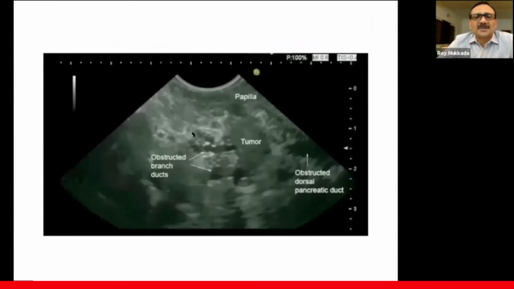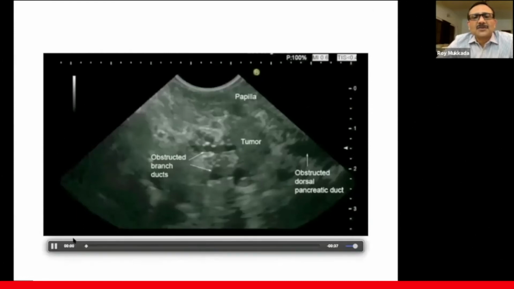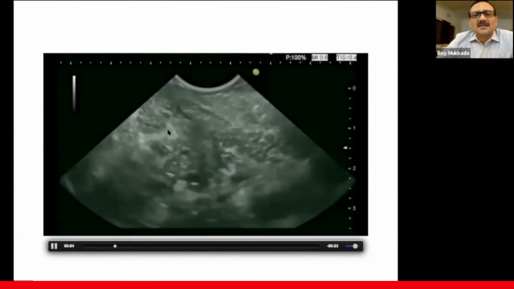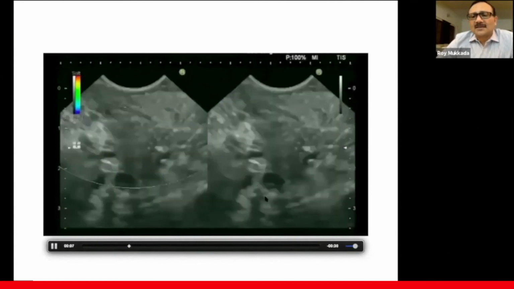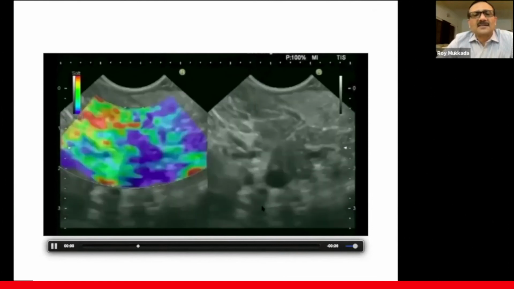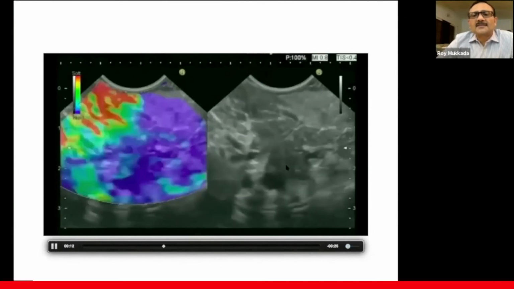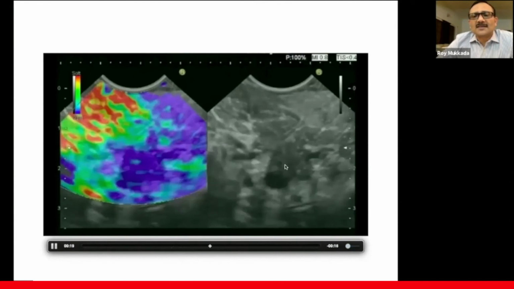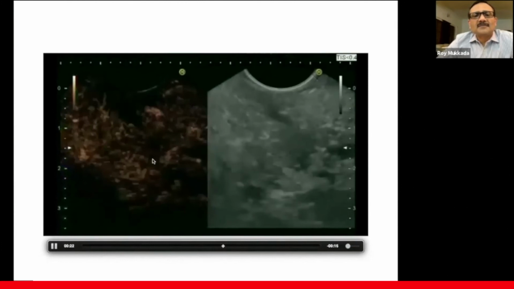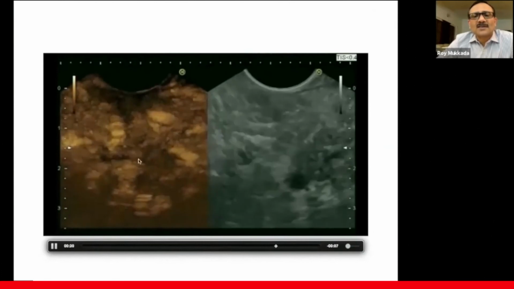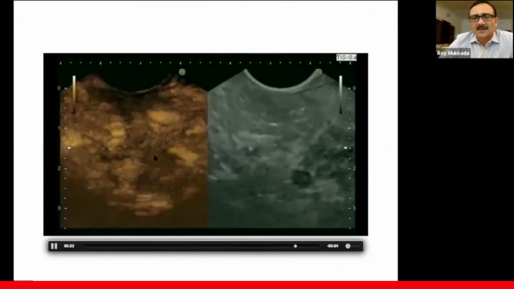Now here you can see the obstructed branch, the tumor here. This video will show you how it is. First, you can see this. Real-time elastography is used to assess the relative stiffness of tumor tissue. You can see the elastography is showing the hard area. And once the contrast is given, you can see a hyper-enhanced, hypoechoic mass with the hyper-enhanced wall. It is very typical of pancreatic adenocarcinoma.